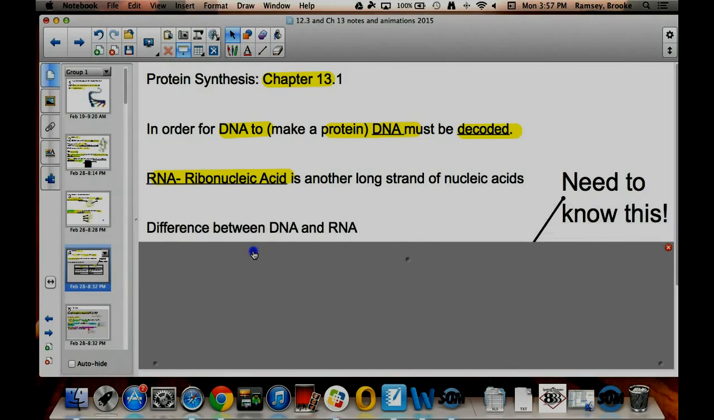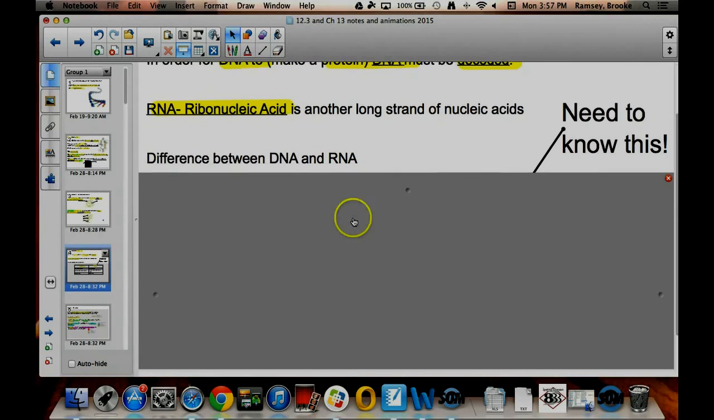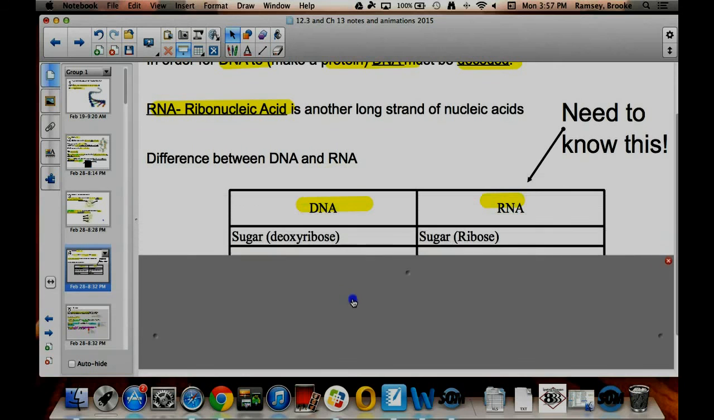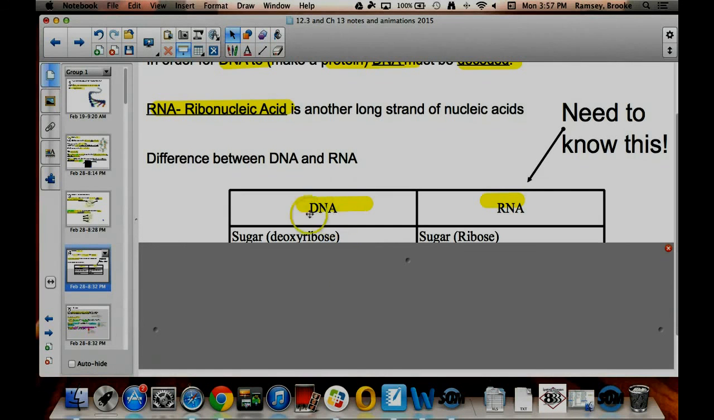So there are similarities and differences between RNA and DNA, and you need to know them. I think once I finish talking about them, you should fill this data table out. We have DNA on the left, RNA on the right. You notice DNA is deoxyribose, and RNA is ribose. They both have sugars, but they have actually a different kind of sugar. DNA has deoxyribose, and RNA has just ribose.